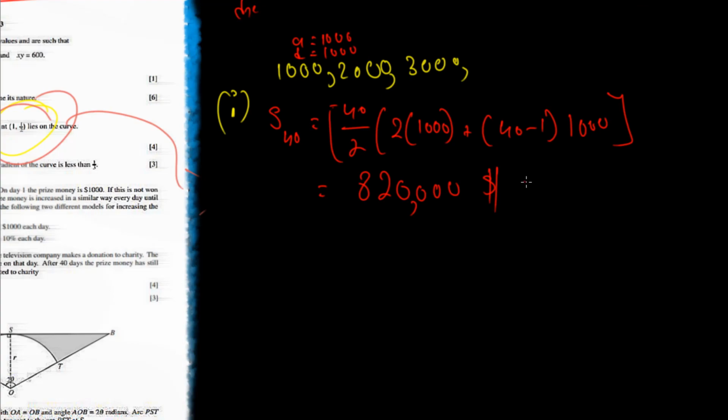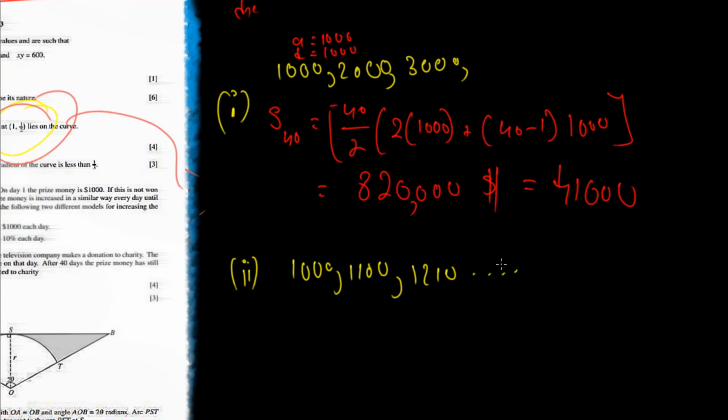5% is given to charity, so 5% of that is going to be 41,000. Part 2 asks you to do the exact same thing, but they want you to do it with a geometric sequence. If you were to create the sequence, it's going to be 1000, 1100, 1210, and so on and so forth.